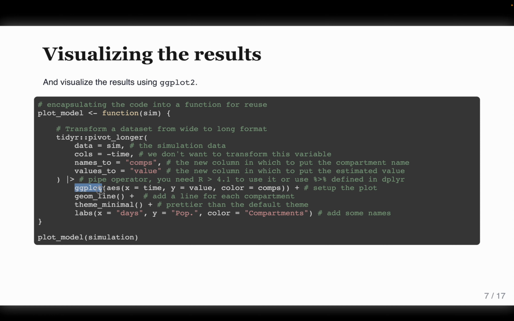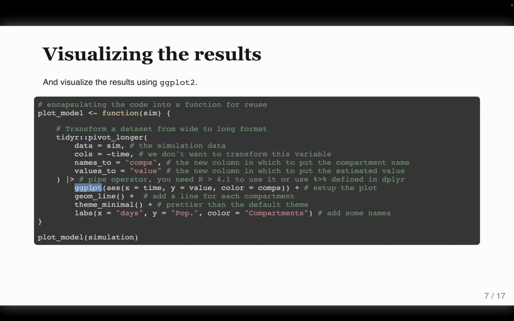So how does the ggplot library work? First of all, we need to set up the plot with the function ggplot. This function takes as first argument the data, which we passed using the pipe operator. Notice that this pipe operator is quite new, so you need an R version higher than 4.1. Or if you have an older R, you can use this other kind of pipe operator, which is defined in the dplyr package. Now instead it's part of R itself.